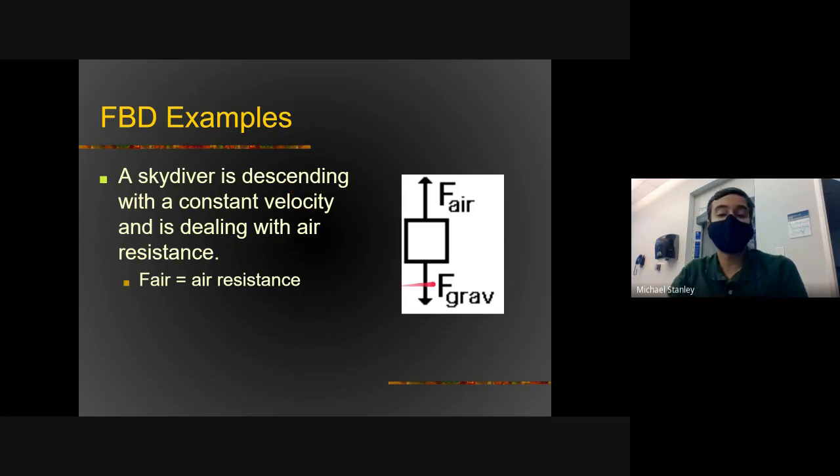So gravity, as always, is pulling the skydiver down to the earth, but the air resistance force is pushing back up. And so the skydiver is not accelerating. They're falling at a constant velocity because the force of gravity is being balanced out by the air resistance, the drag that they're experiencing as they fall through the air.